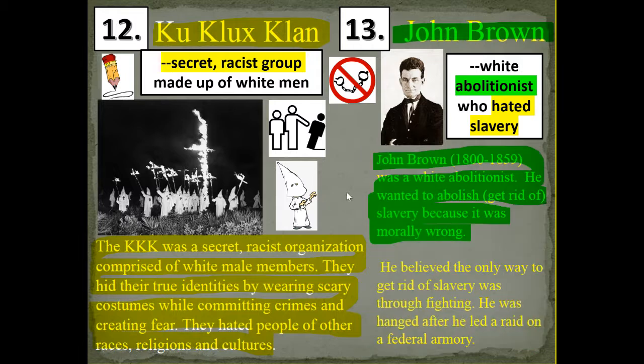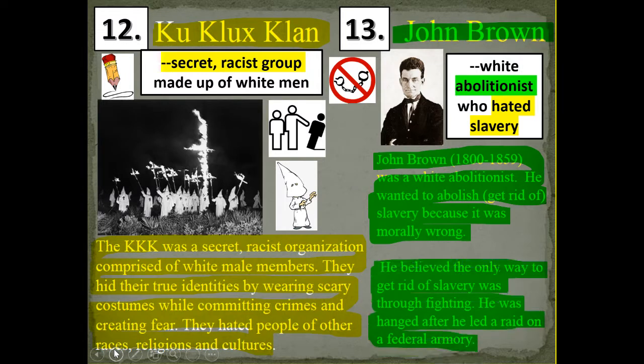So, John Brown, he was born in 1800 and he died in 1859, was a white abolitionist. He wanted to abolish, get rid of slavery because it was morally wrong. He believed the only way to get rid of slavery was through fighting. He was hanged after he led a raid on a federal armory. All right, so the Ku Klux Klan hated people like John Brown because John Brown did not believe in slavery. In fact, he hated it.